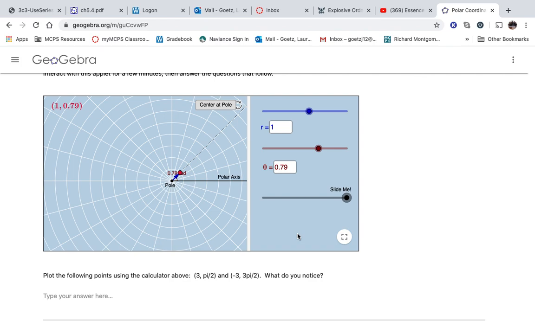Okay. Let's do another one with a bigger radius. Let's do a radius of 3, and let's keep theta at pi over 4 and do the slider. So see, it's going to radiate pi over 4 and then out to the third circle.